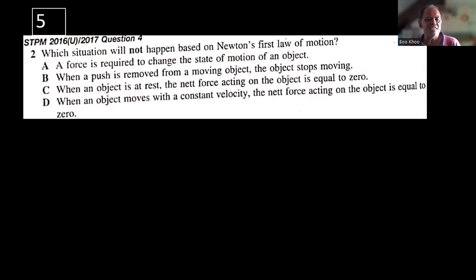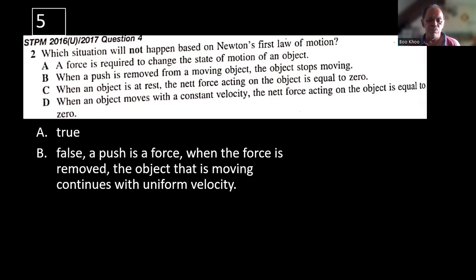Okay, let's try 2016, number 2. Which situation will not happen based on Newton's first law of motion? Force is required to change the state of motion of an object. You want the untrue one, we don't want the true one, correct? To change the state of an object, you need a force. When a push is removed from a moving object, the object stops. When you push it, the object is moving. It will continue to move. A push is a force. When the force is removed, the object that's moving continues with uniform velocity.